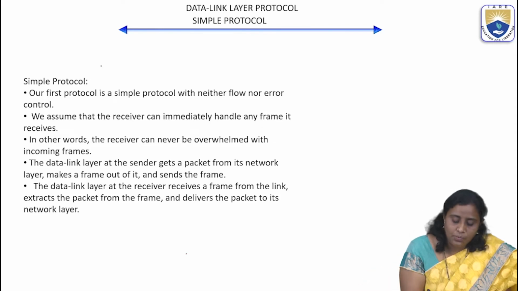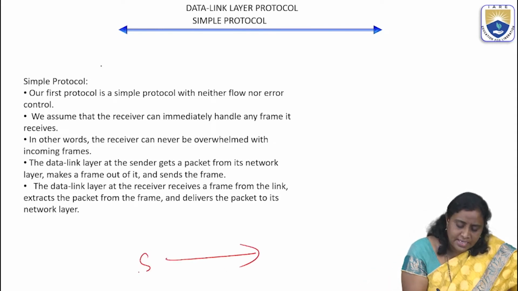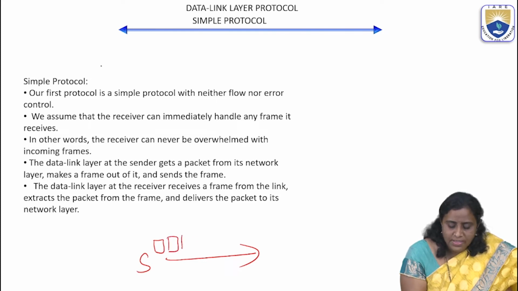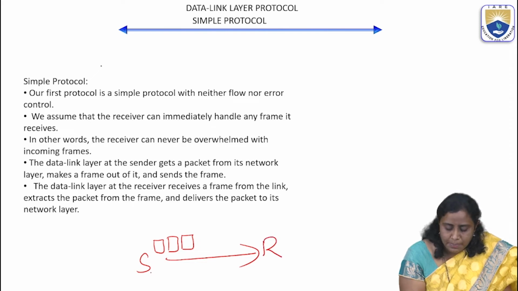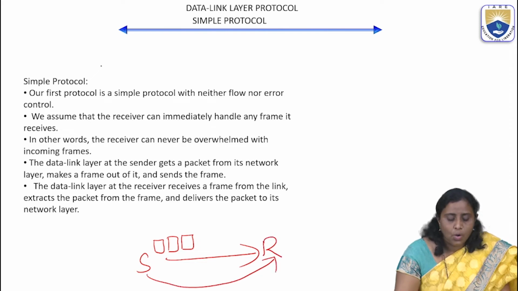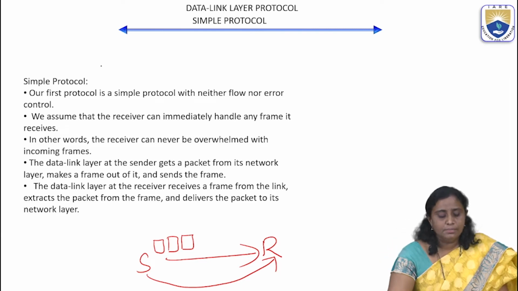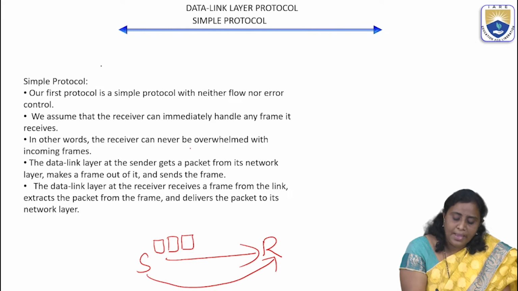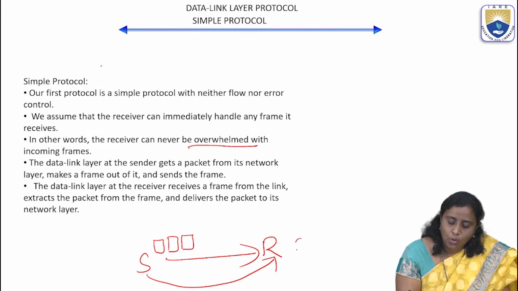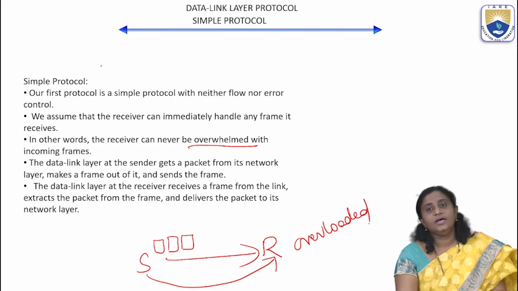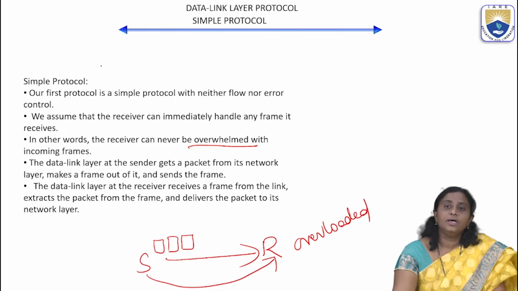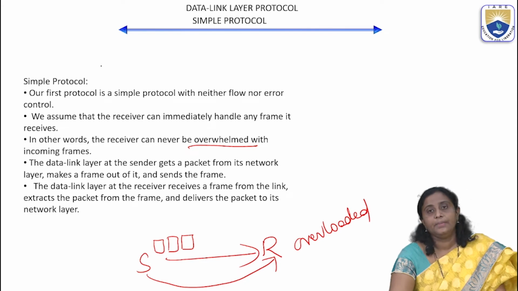The receiver needs to receive however many frames a sender can send, in an orderly way, and the receiver can receive that many frames in that mode only. In other words, the receiver can never be overwhelmed with incoming frames. Overwhelmed means overloaded. So in other words, the receiver can never be overloaded with any incoming frames.